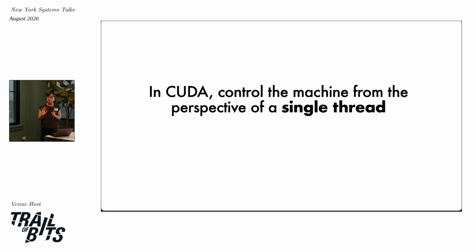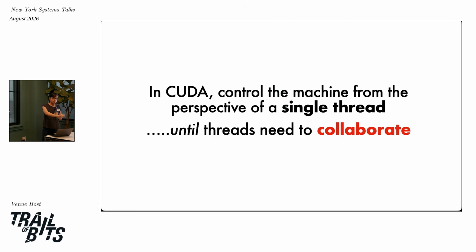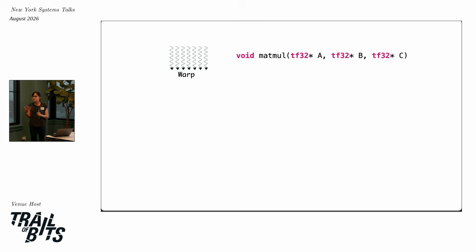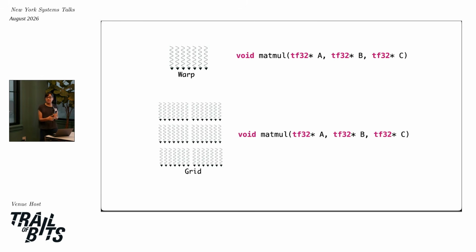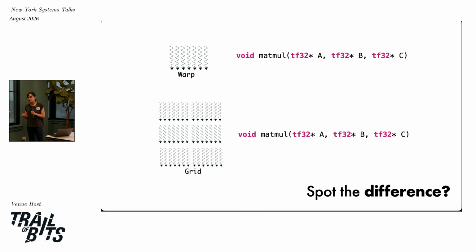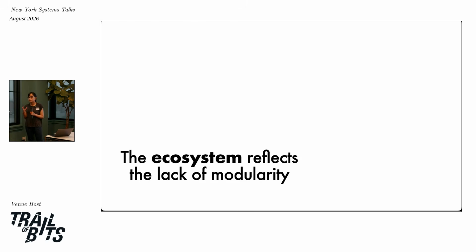So in CUDA, all is kind of well and good when you want to control the machine behavior from the perspective of a single thread. But then all hell breaks loose when threads actually need to collaborate to perform these collective operations. And right now I showed you two implementations, right? A warp-based matrix multiplication and our first naive grid-based matrix multiplication. And in CUDA, you cannot tell which one is which, even though they need to be used differently. And one can even deadlock your machine if not used properly.